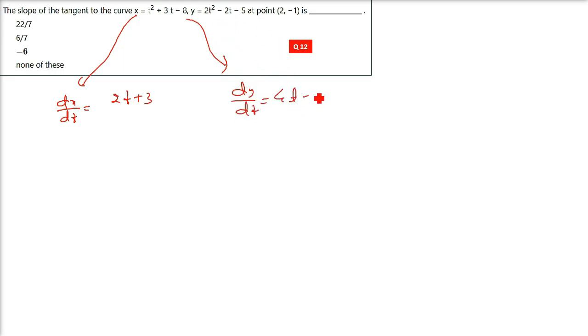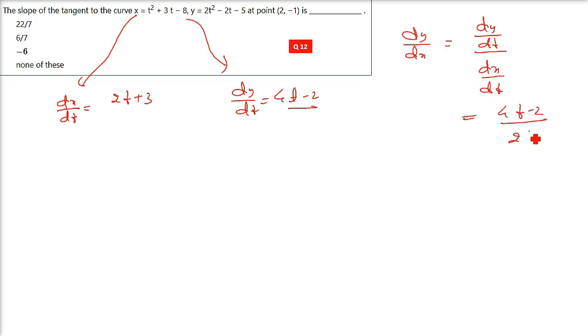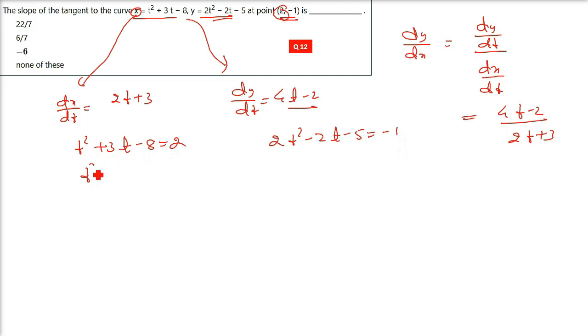So dy by dx is what? dy by dt divided by dx by dt. This you already know. So dy by dt is 4t minus 2 and dx by dt is 2t plus 3. So 4t minus 2 divided by 2t plus 3. This is dy by dx. Now you already have 2 and minus 1, but you need t. For that, because x and y is given, x will equate here or put it as 2. Here we have 2t square minus 2t minus 5 equals to negative 1. So we have t square plus 3t minus 10. We have 2t square minus 2t minus 4 equals 0.